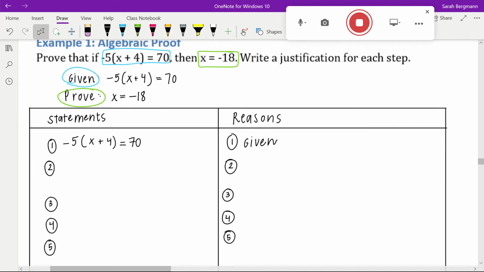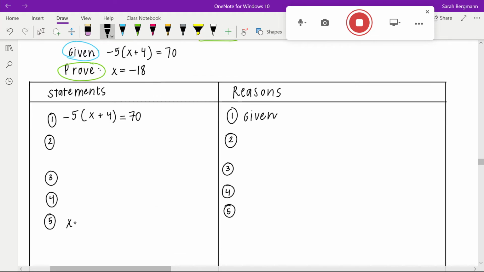Now I need to figure out how I will solve this to get x equals negative 18. So I know that my final step should say x equals negative 18. I'm not exactly sure what the reason is going to be yet, but sometimes it might help to work backwards. In this case, I already have a plan to go forward, so I don't really need to worry about working backwards, but sometimes it's helpful. In this case, there are a couple different options. For me, I will divide by -5 on both sides first.